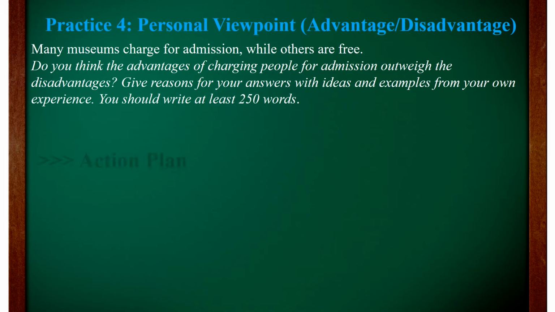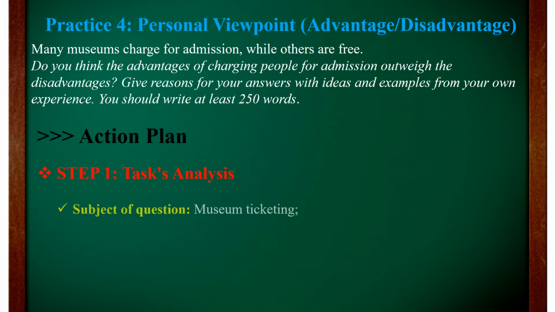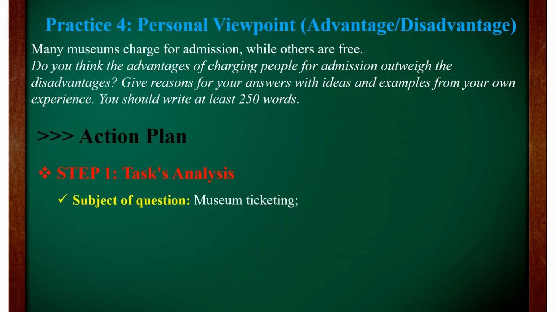Now let's move to the action plan. As previously mentioned, there are 3 steps to follow. First and foremost is step 1, task analysis, which is the pre-writing stage. Let's have a look at the exercise. For subject or question, it's about museum ticketing. Next is type of essay.